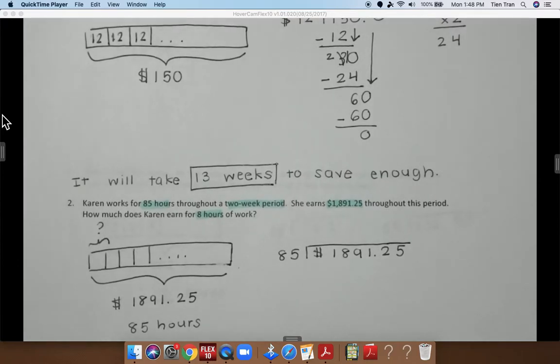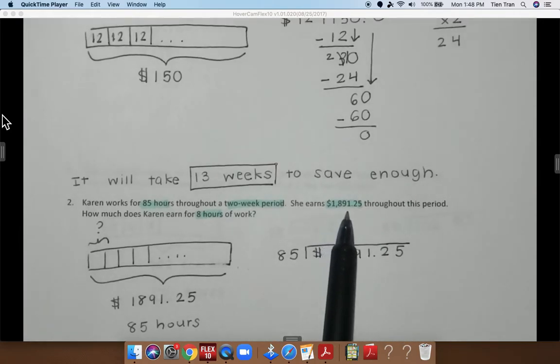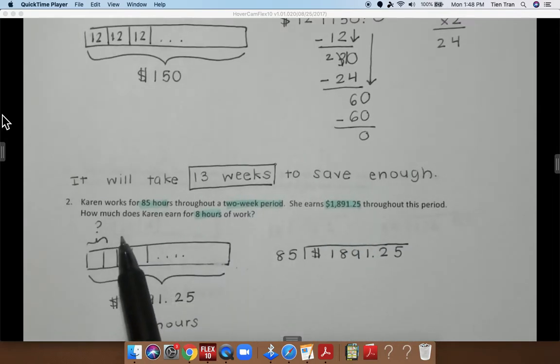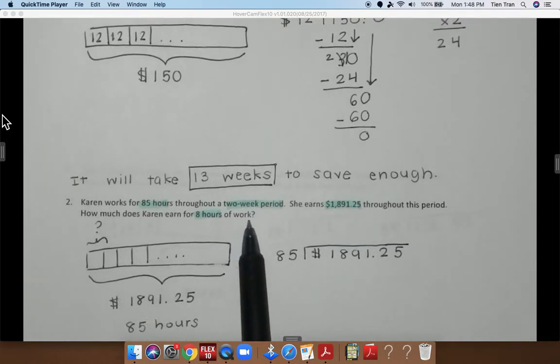Problem 2. Karen works for 85 hours throughout a 2-week period. She earns $1,891.25 throughout the period. How much does Karen earn for 8 hours of work?